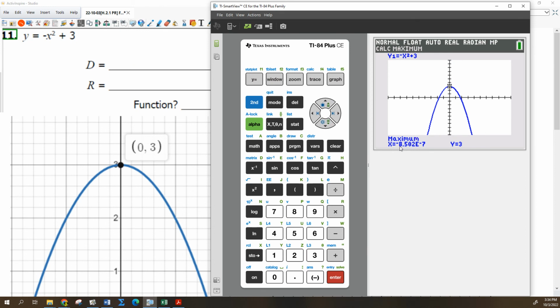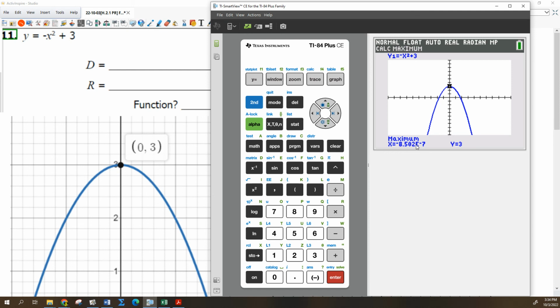Well, look at the coordinates it gives me. This is kind of weird. It gives me the coordinates negative 8.502 e negative 7. What's that telling me? That's telling me it's times 10 to the negative 7. That's a very, very small decimal, right? That's what that means.